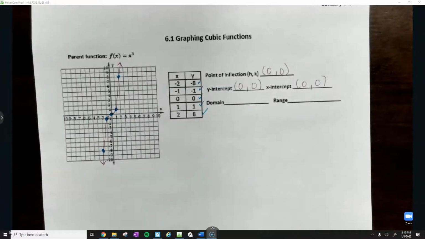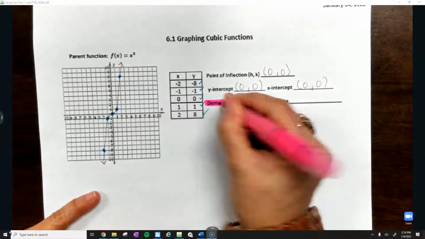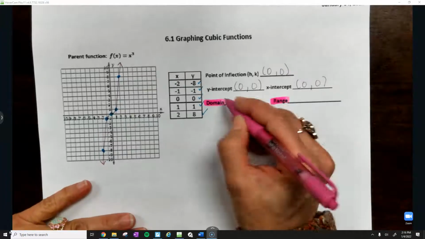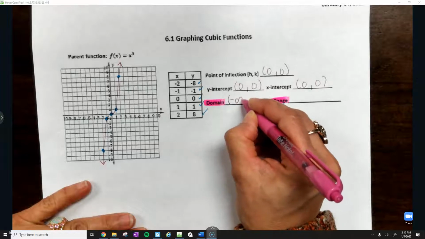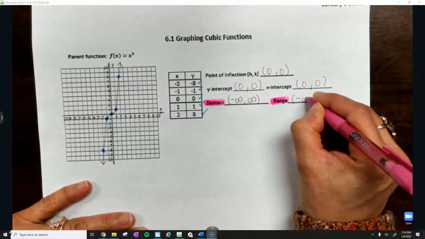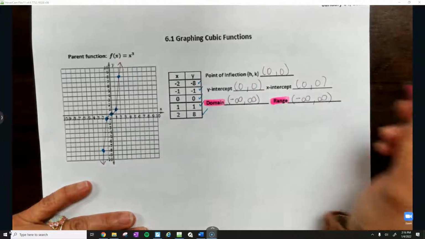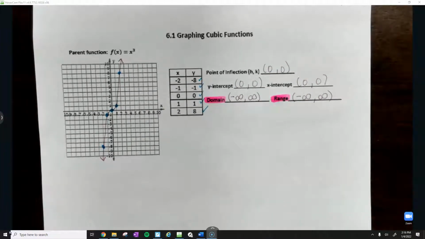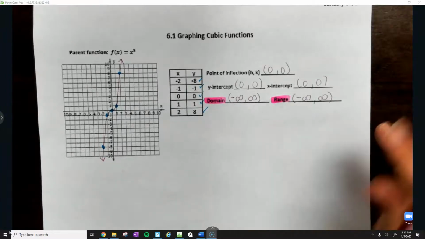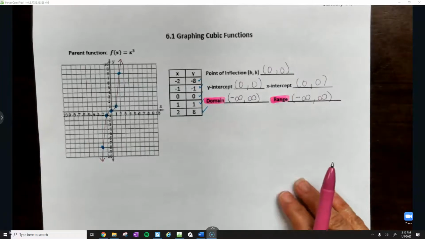One more thing, guys, on your test and quiz for this module, domain and range are freebies. It is always the same answer, no matter what. Domain is always negative infinity to positive infinity, and so is your range. So on Friday, when I ask you what the domain and range are, it's always negative infinity to positive infinity.